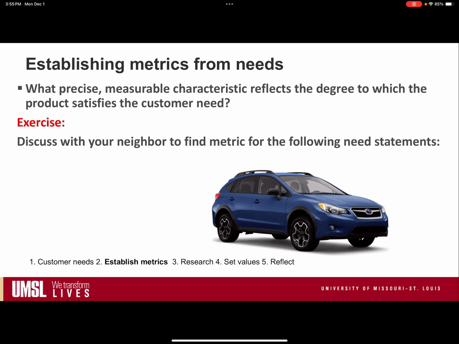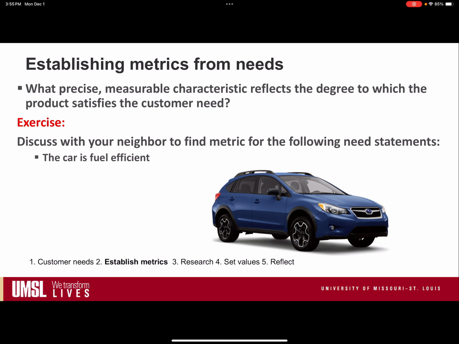Let's do another exercise. Let's say you want to design a car and we want to find specs for these need statements for customer needs. We said the difference between customer needs and specs is that value. We want the car to be fuel efficient, so the customer wants it to be fuel efficient. What is the metric for it? We have a good metric for this. That's called MPG, miles per gallon.